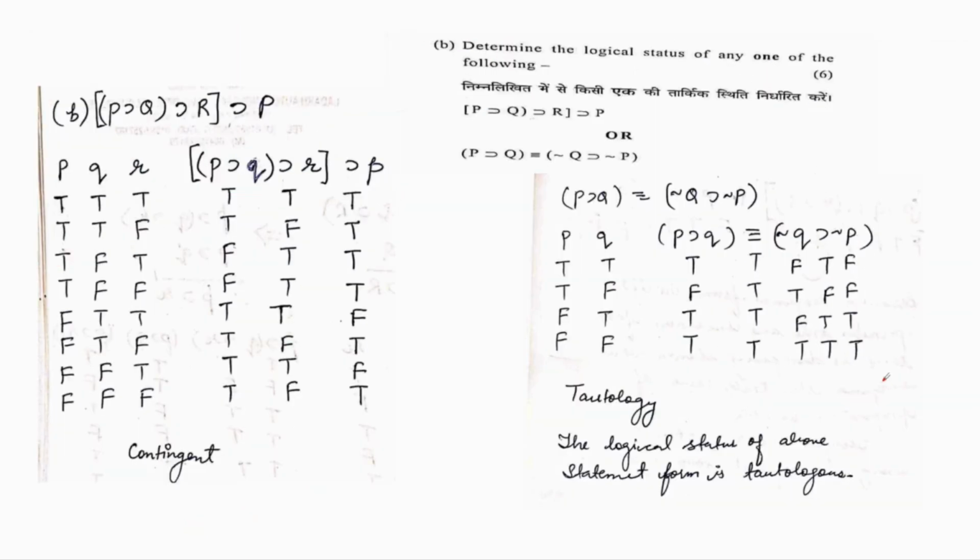And let's move to the next question. Determine the logical status. So again, what does logical status mean here? Logical status means whether the given statement is a tautology, it is self-contradictory, or it has both true and false, that is contingent. So that is what logical status means here.